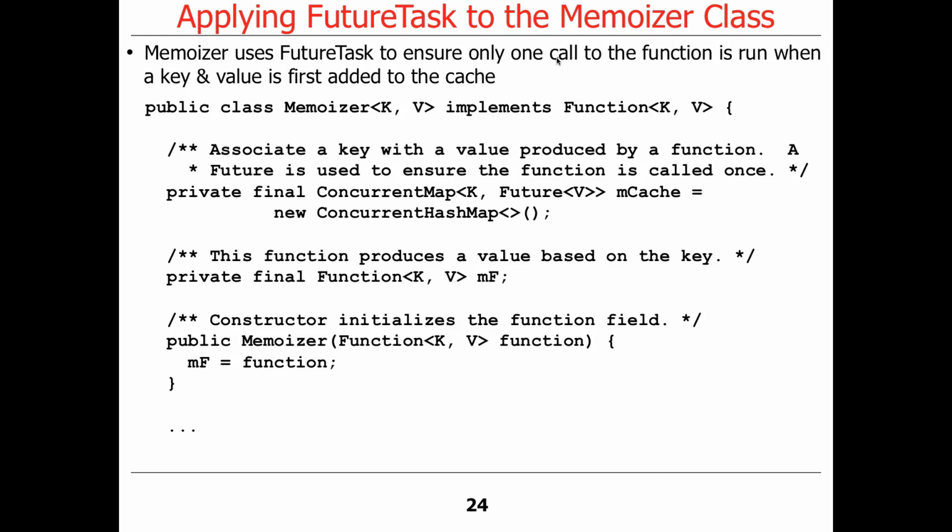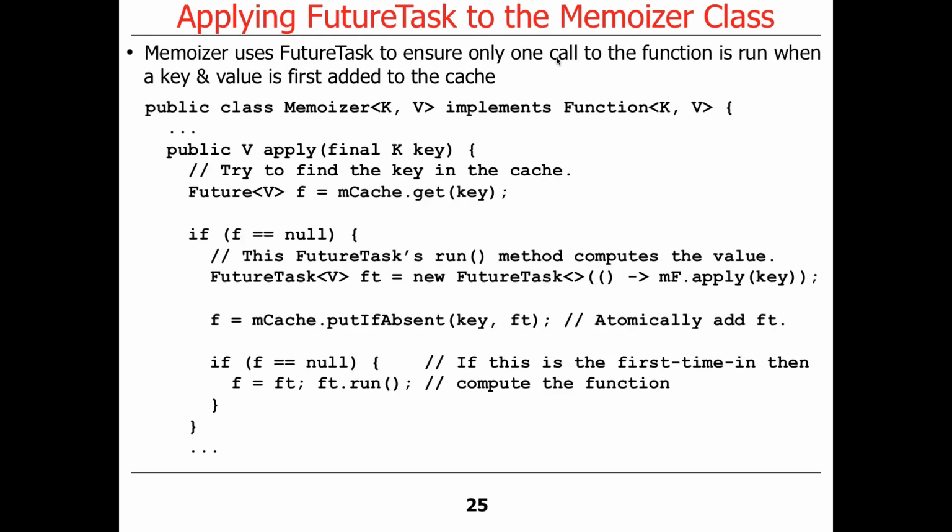All right, so just remember that the hash map is a mapping of key to Future of V, where V is the value. We then define a field that stores the function, and that is what's set by the constructor. So you can see you pass the function in, that gets stashed away. We're going to use this if we look something up that doesn't already have a value. All right, so that's the fields and the constructor. Now let's take a look at the apply method.